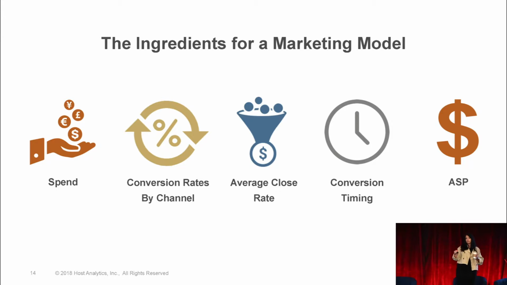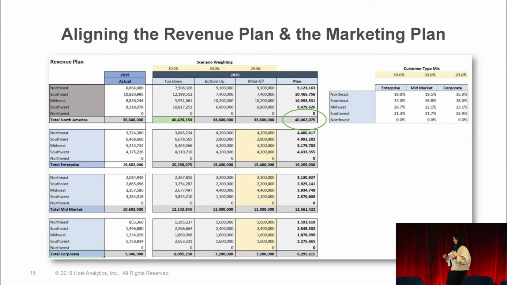You can get real fancy and do ASP by channel. So I know when I sell to corporate, it's a lot lower; enterprise, it's a lot higher. You can do it that way, or you can just do an average ASP across your business. So you take all those pieces.